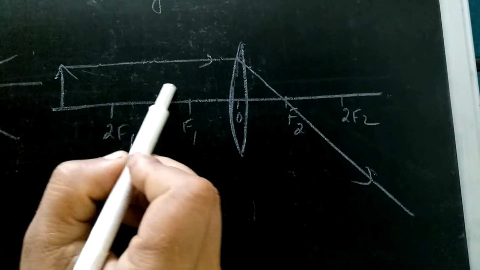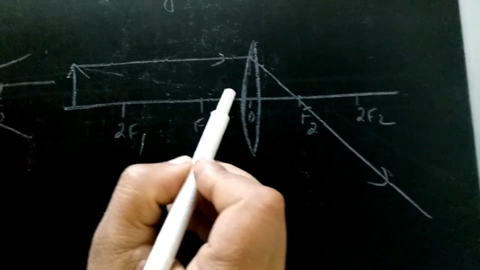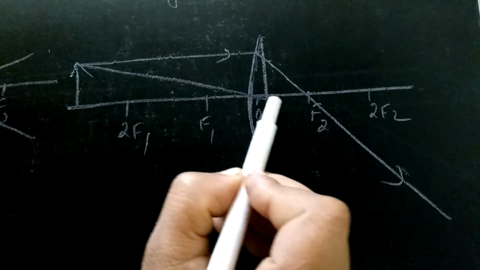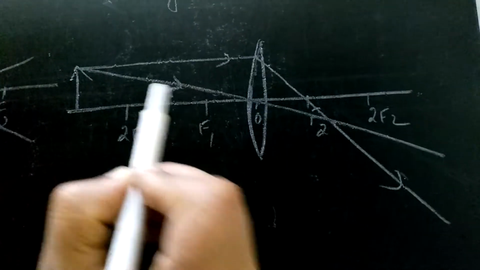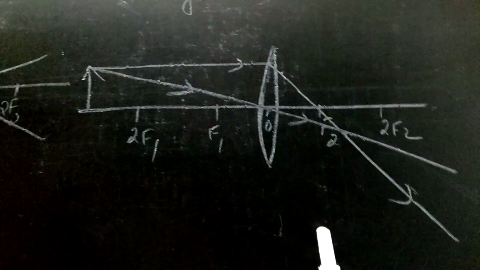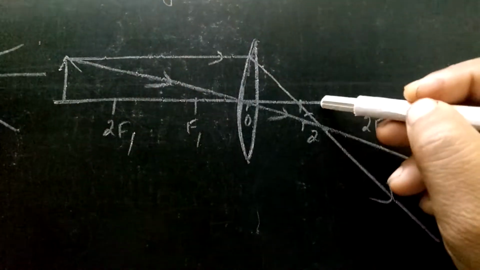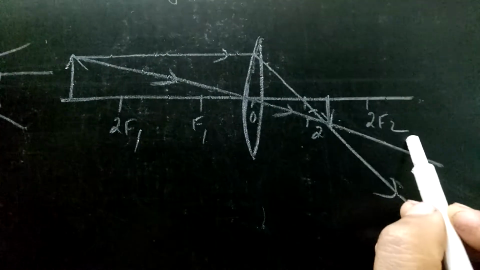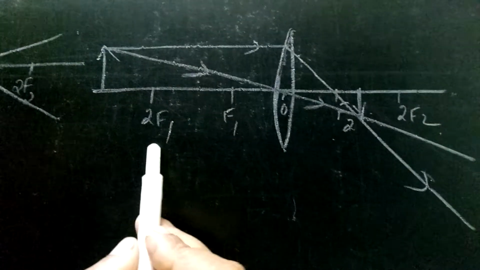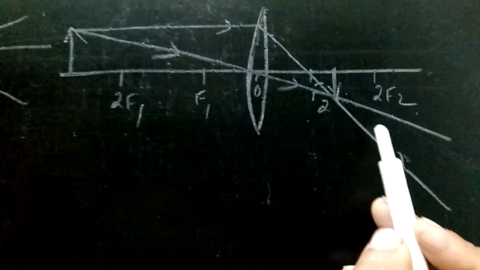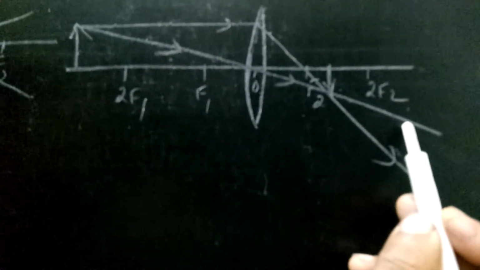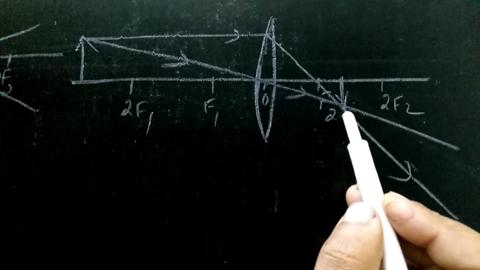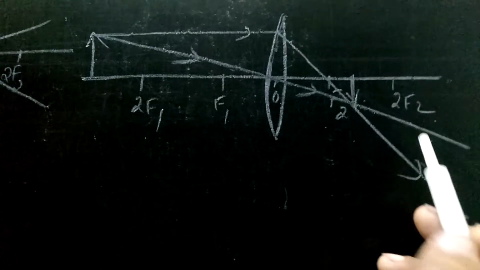So suppose you are drawing the ray passing through the optical center, it passes without any deviation or without any refraction. So image will be formed between F2 and 2F2. So when the object is beyond 2F1, image will be formed between F2 and 2F2, and it will be real, inverted and diminished.